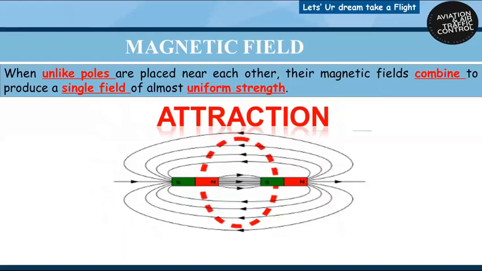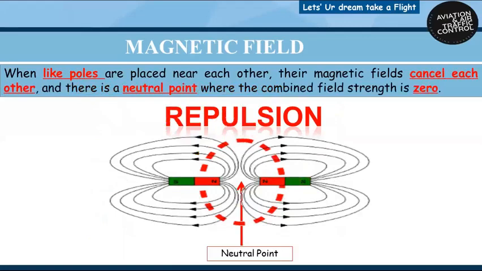When unlike poles are placed near each other, their magnetic fields combine to produce a single field of almost uniform strength. When like poles are placed near each other, their magnetic fields cancel each other, and there is a neutral point where the combined field strength is 0.